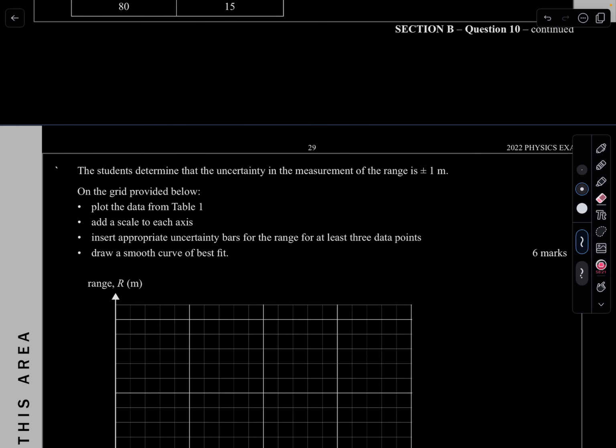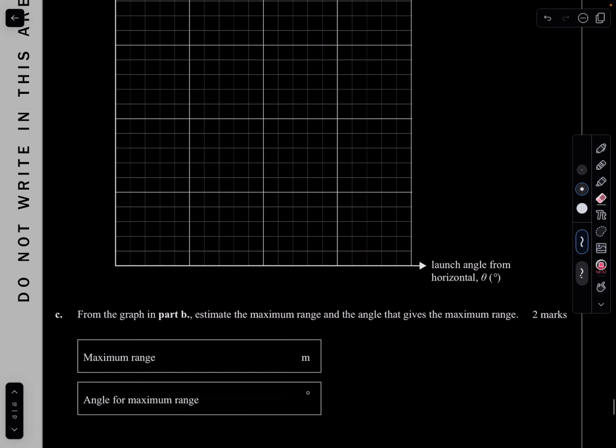On the grid provided below, plot the data from table 1. Add scales to each axis. Insert appropriate uncertainty bars for the range for at least 3 data points and draw a smooth curve of best fit. That's 6 marks.